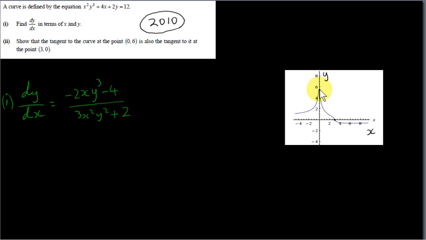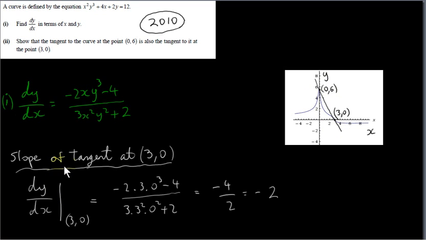0, 6 is not actually the maximum value. The maximum value is a little bit to the left of the point 0, 6. This is what we have to try to show: that the tangent at 3, 0 is the same tangent at the point 0, 6.